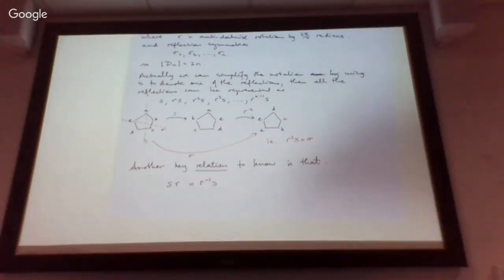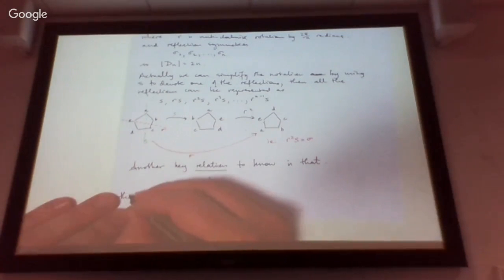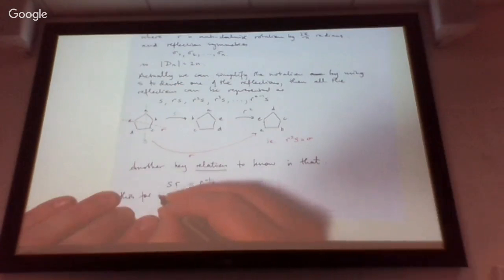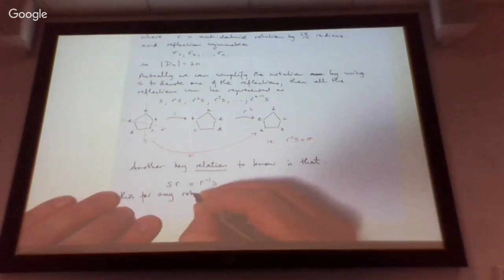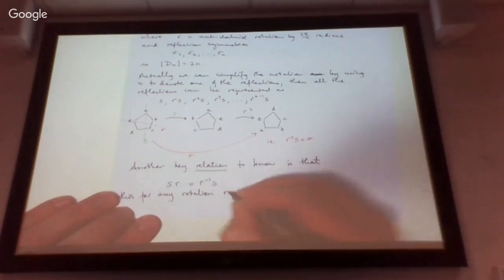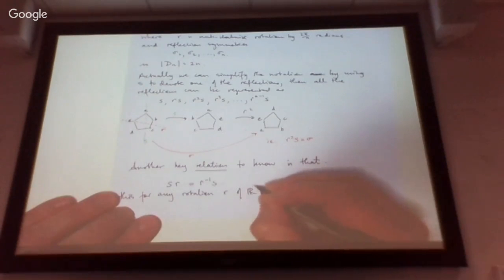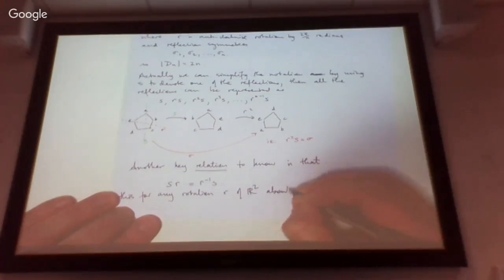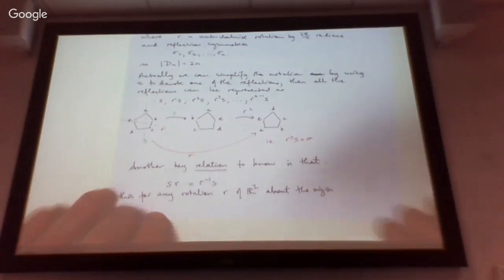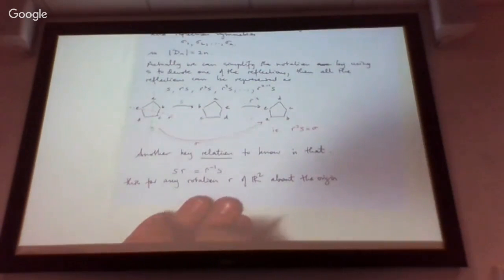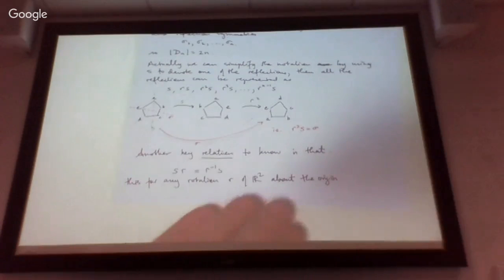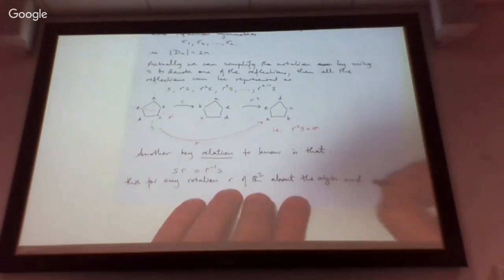Now this is true in these dihedral groups, but it's true in a much more general setting. So this is true for any rotation R of the plane R squared about the origin, well, really about any fixed point, but let's just say the origin. It's true for any rotation R of R squared about the origin and a reflection S.